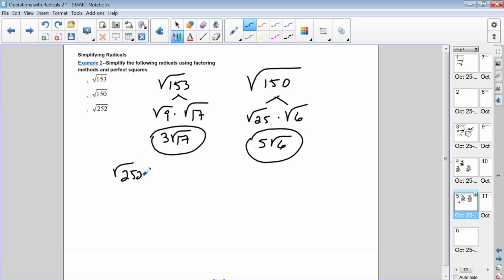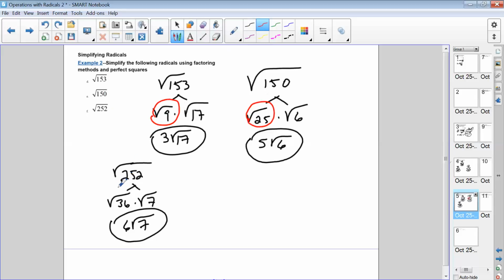And then the square root of 252 would simplify. The square root of 36 times the square root of 7. Square root of 36 would be 6 times the square root of 7. So again, simplifying radicals, what we're looking for is one of the factors to be a perfect square, and the other factor to be a prime number or a composite that cannot be simplified anymore. So we're searching for our largest perfect square factor.